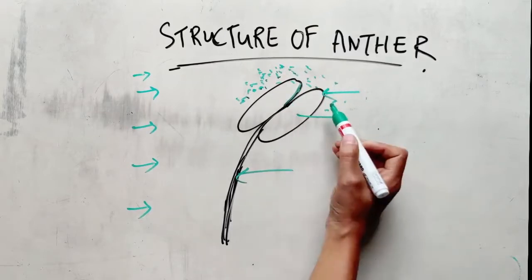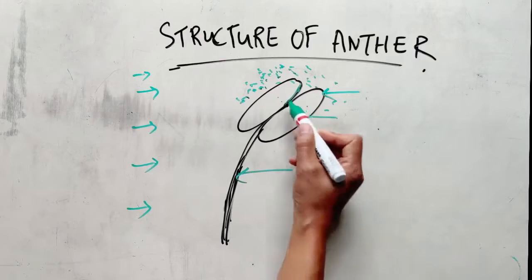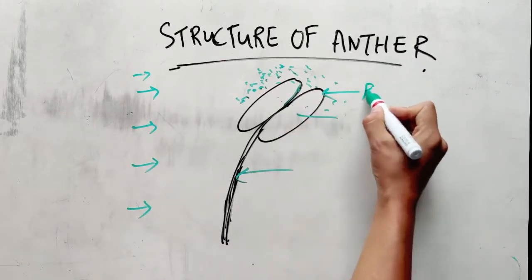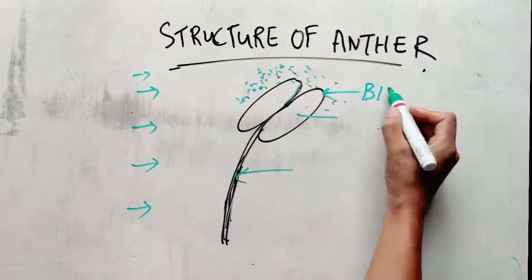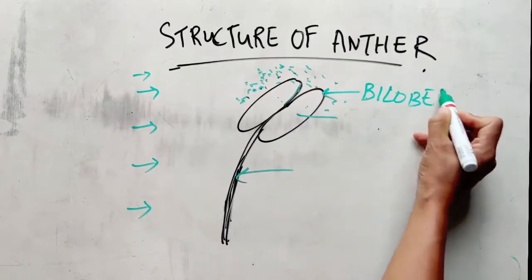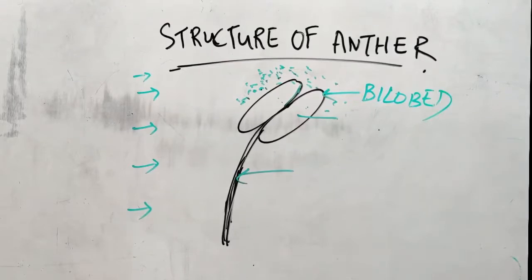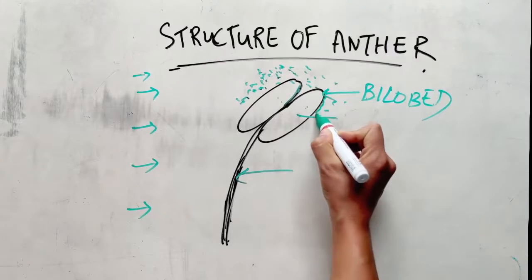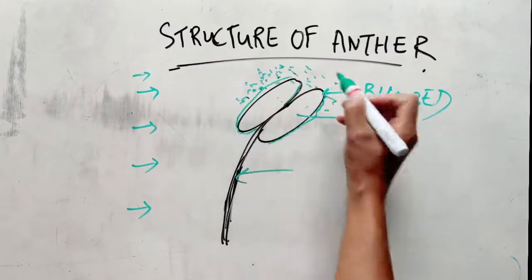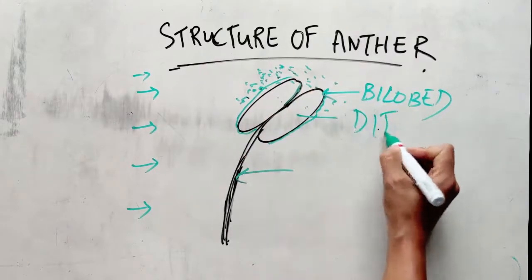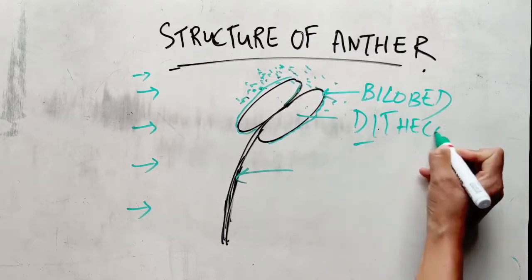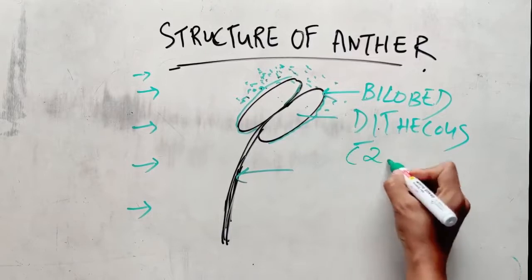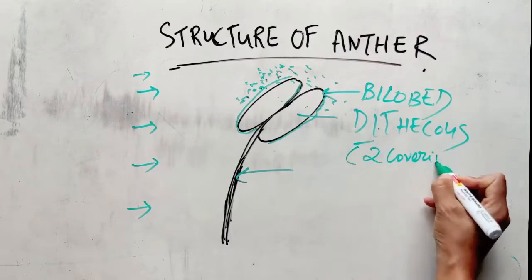So the structure of the anther: you see these two lobes. Because there are two lobes, it is bilobed. Each lobe has a covering; we call it two thecae, so it is dithecous. Why? Because they have two coverings.